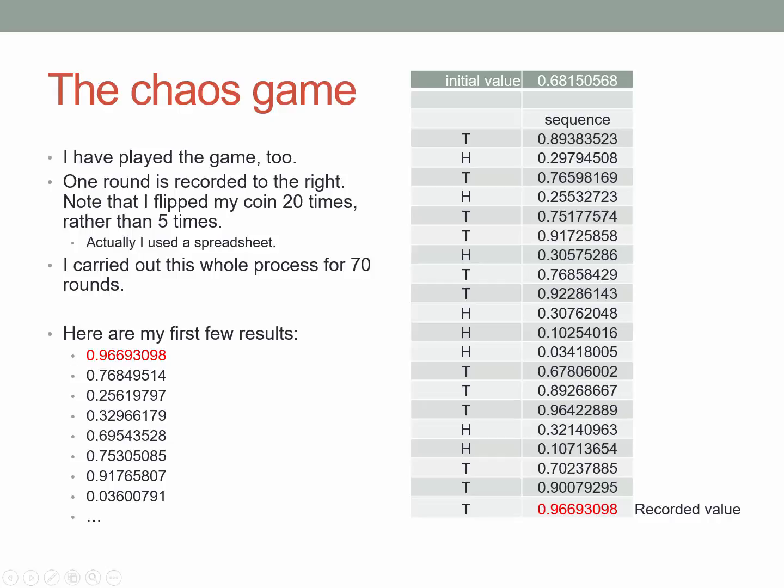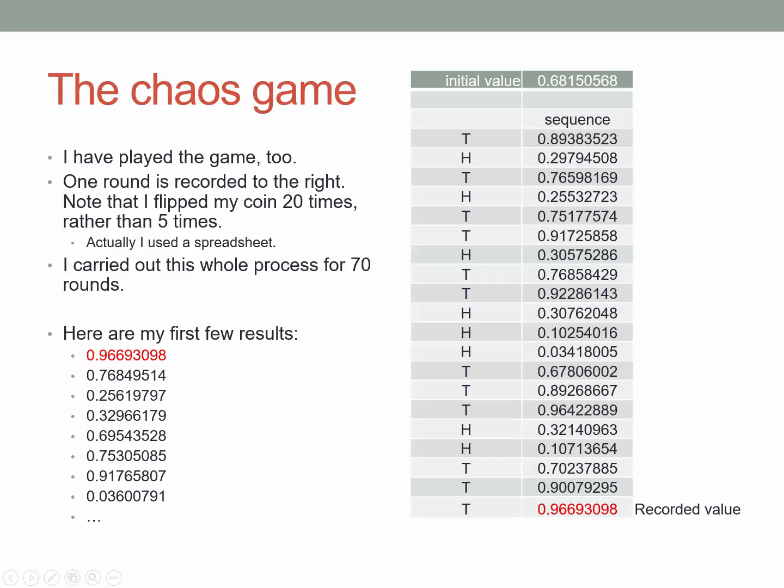Now, when I say I flipped a coin 20 times, I didn't really flip a coin 20 times. I actually simulated the flipping of a coin using a spreadsheet, which made it a lot faster. I didn't actually have to pull a coin out of my pocket and toss it into the air 20 times. Using the spreadsheet, I could do the very same thing. That is to say, it's as if I had done 20 coin tosses.